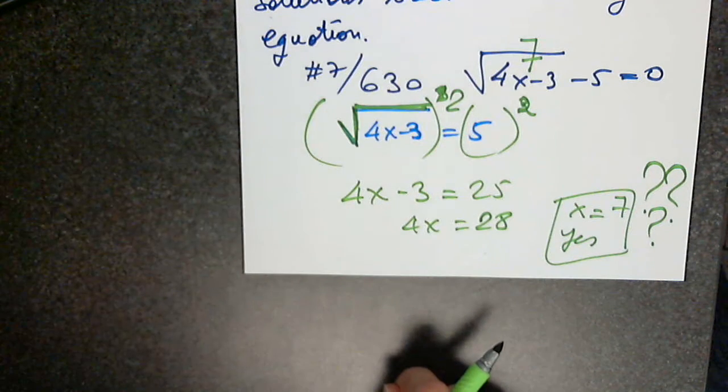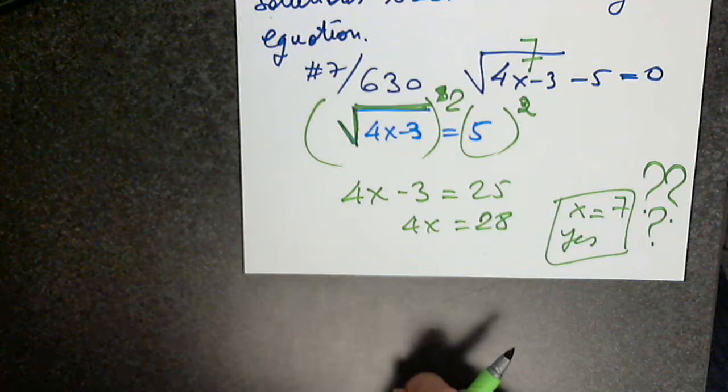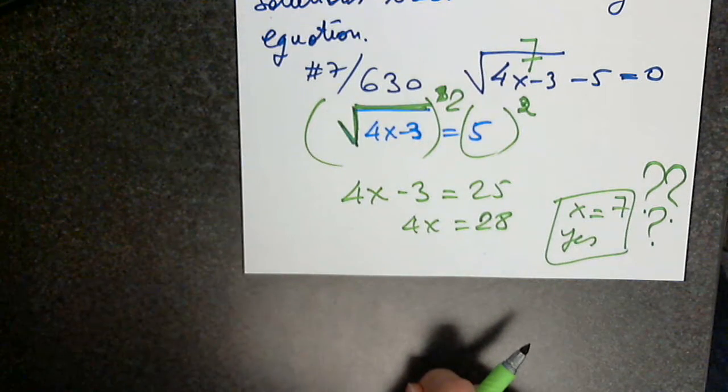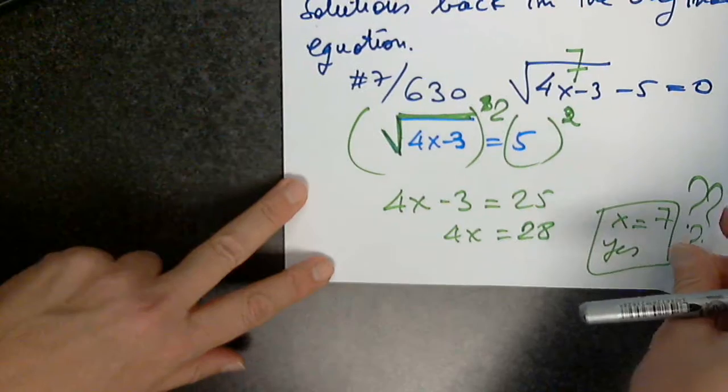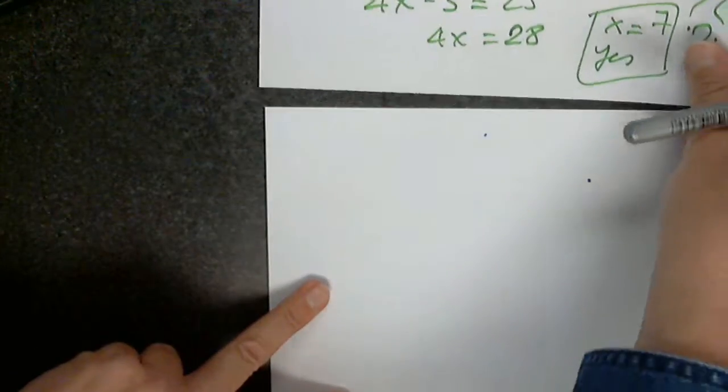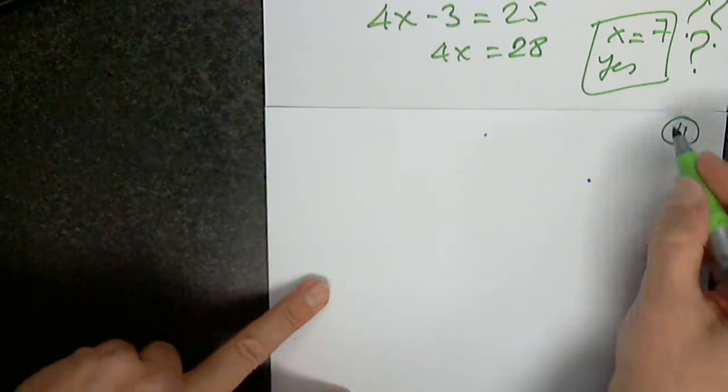Could I get 2 solutions that work? Yes. Could I get 2 solutions and none of them works? Yes. Could I get 2 solutions and one works and one doesn't? Yes. So you have to be very careful. This is part of the solution, I should say.